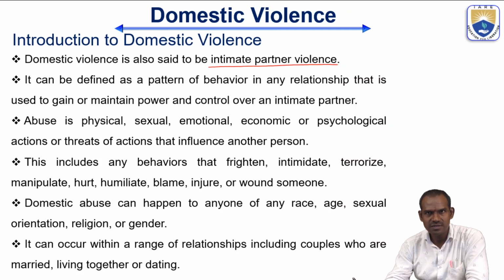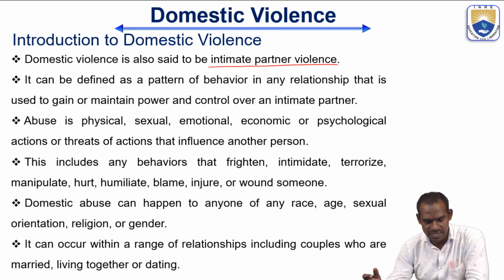Abuse is either physical or sexual or emotional or economic or psychological actions or threats of actions that influence another person. In case of domestic abuse or domestic violence, that other person is the intimate partner itself. I hope you understood the difference between abuse and domestic abuse or domestic violence. So domestic violence includes any behaviors that frighten, intimidate, terrorize, manipulate, hurt, humiliate, blame, injure or wound someone. Who is that someone? The intimate partner itself, because we are discussing domestic violence or domestic abuse.